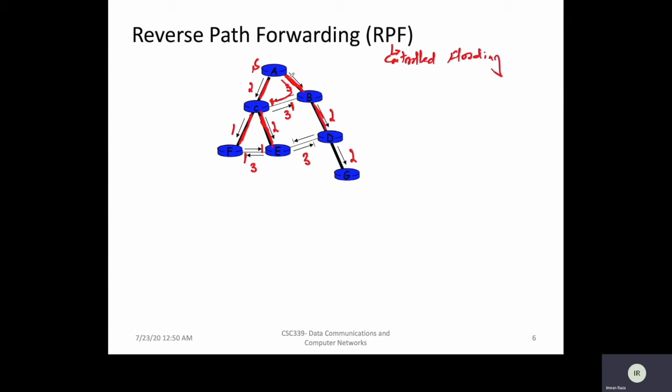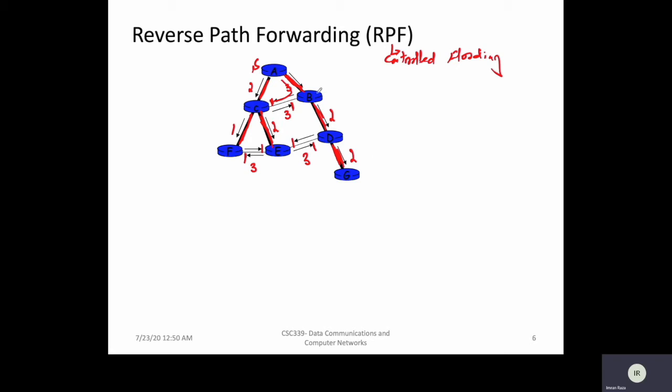Similarly, D will process a packet if it is coming from this path, which is the shortest path back to source. Why? Because 2 plus 3 is 5. And if I take this other path, this is obviously not the shortest path, right? And anything that is forwarded to E by D will not be processed. Anything that is forwarded to D by E will not be processed. And similarly, this is the path that will be used by G, right?